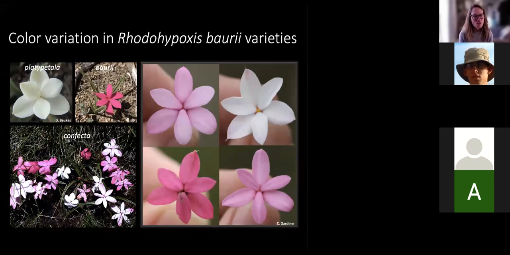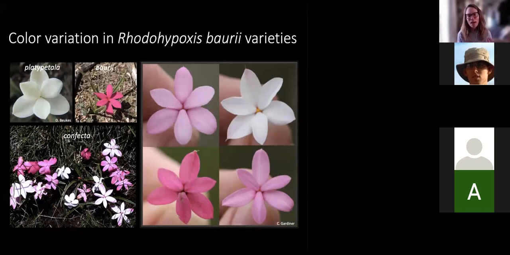So there are 3 named varieties in Rhodohypoxis baurii. There's platypetala, which is a white variety. It's predominantly white. You might find a few pale pink individuals occasionally within a population, and it occurs all throughout the Drakensberg, generally lower in the foothills into the KZN Midlands, but does occur at some of the higher altitude areas too. It's also found on dry rocky outcrops. And this is different from baurii, which is a very bright pink variety.